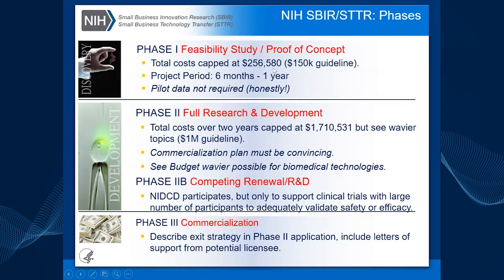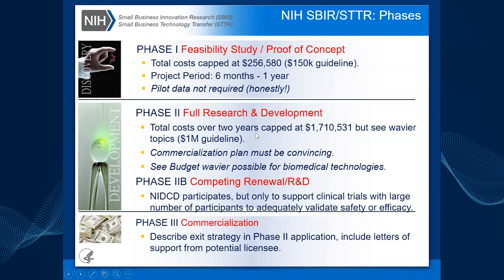It needs to be at this level or lower for total costs unless you meet a waiver topic, and I'll get more into that in a later slide. For phase 2, you would submit an application based on the preliminary data that you got in phase 1, and now you're held to a rigorous review of whether or not this is actually going to work. So you'll need that pilot data, and it'll have to be appropriate for the claims that you're making for your product. Phase 2 awards are typically 2 years in duration, but they can be longer.